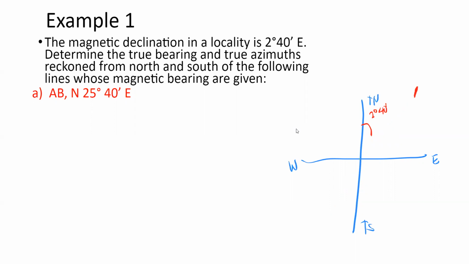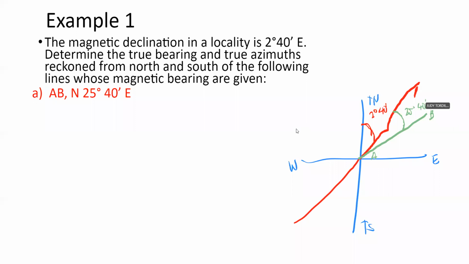This will be your magnetic meridian. Okay. So, yung line AB natin has a magnetic bearing. So pag magnetic bearing, simula ka sa magnetic papunta doon sa line AB. So ito daw 25 degree and 40 minutes.